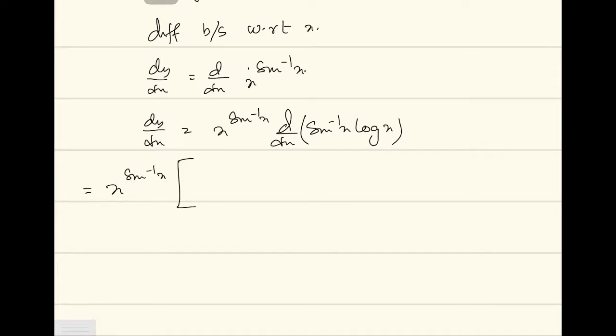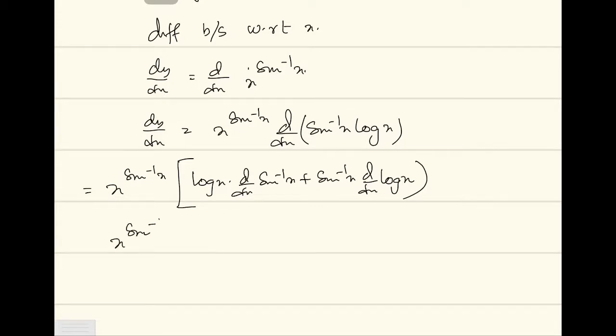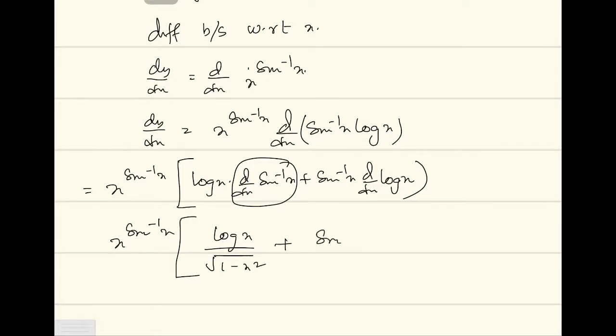I'll have to apply the product rule. Second, that's log x, into d/dx of first, that's sine inverse x, plus first, that's sine inverse x, into d/dx of second, that's log x, correct? Okay, I get after that x to the power sine inverse x, and d/dx of sine inverse x, what is it, everyone? 1 divided by under root 1 minus x squared. So I'll have log x divided by under root 1 minus x square, that's the first one, plus sine inverse x divided by x, correct? So that would be the second one.